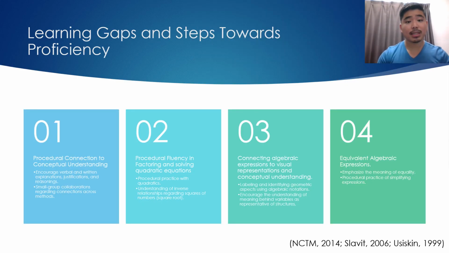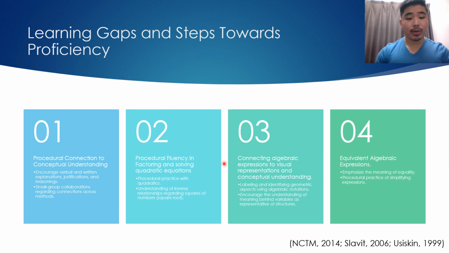Therefore, to address these learning gaps that I observed, I decided that there were certain steps that needed to be taken so that they could reach proficiency. For the first learning gap, not being able to make connections between their procedural computations and their concepts, I decided that they needed more encouragement and more experiences with verbal and written explanations, justifications, and reasoning behind the procedural computations that they were doing. Small group collaborations have been very beneficial, such as in this instance, in making those connections as they talked and discussed how their geometric shapes represented algebraic concepts and how they could express one form in another.